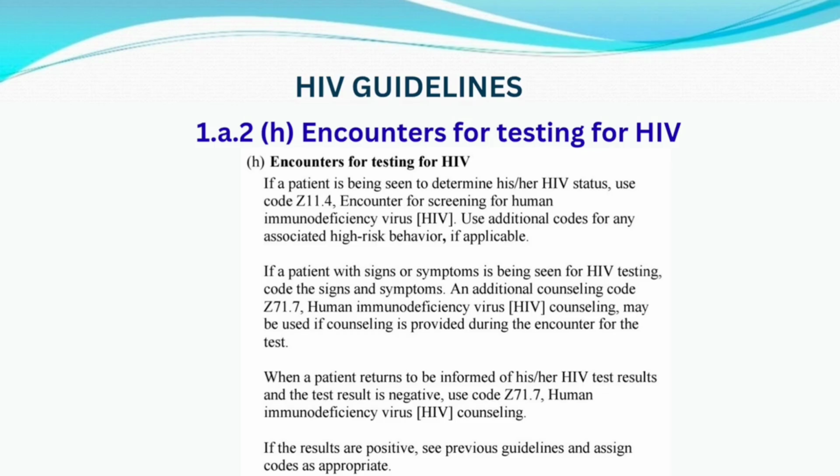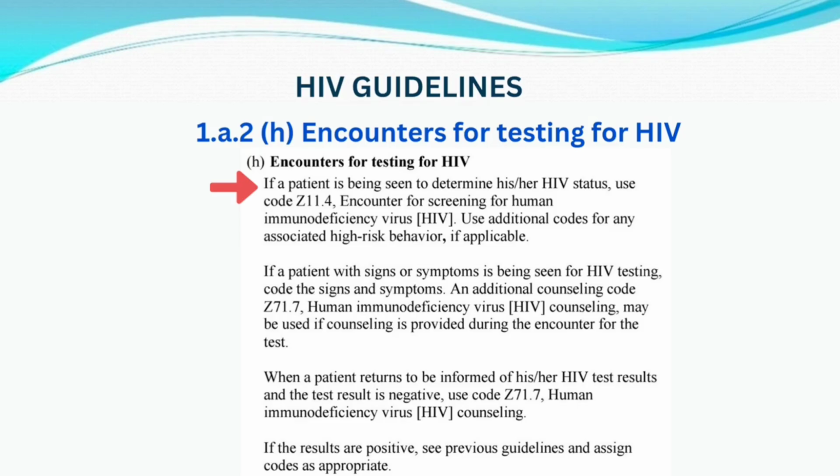What if the patient comes in just for HIV testing? Do we code HIV disease? Do we wait for the results? So let's break it down. Let me read the guideline first. Encounter for testing for HIV. If the patient is being seen to determine his/her HIV status, use code Z11.4.